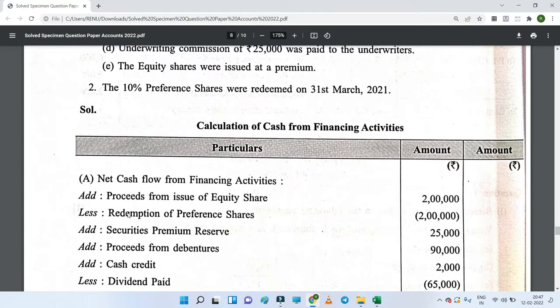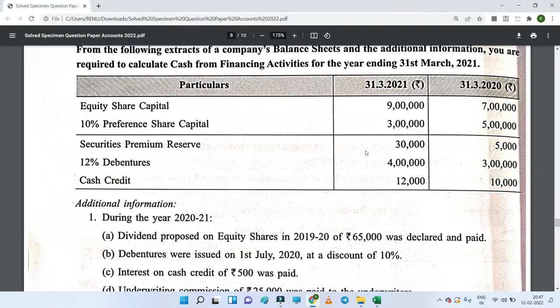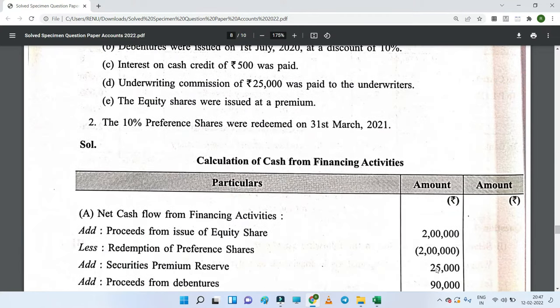Then we have to deduct redemption of preference shares, that is 2 lakh. In the question, preference shares are decreasing by 2 lakh. The previous year was 5 lakh and the current year is 3 lakh. So the difference is 2 lakh, showing that preference shares got redeemed and there is an outflow of 2 lakh from the firm. As it's an outflow of 2 lakh, that must be deducted.